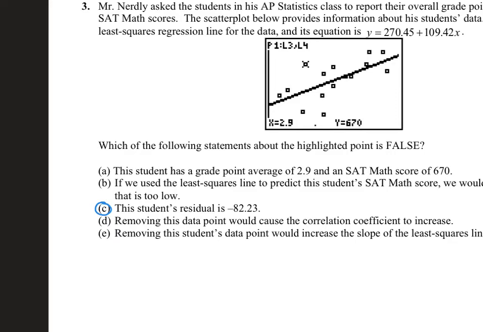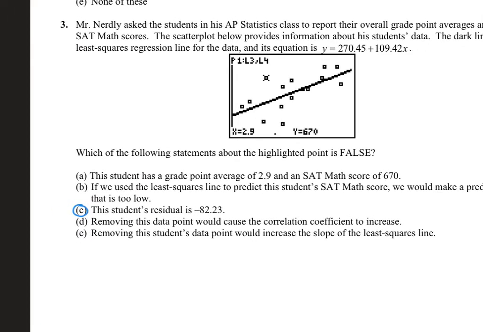The reason that is false is because, remember, any points above the line have positive residuals. So this residual should be positive, not negative. But let's just go through the other ones just to be sure. It says removing this data point would cause the correlation coefficient to increase. Since that falls generally outside the pattern, that would increase the correlation coefficient because removing any type of outlier would increase the correlation. The points would be closer to the line.